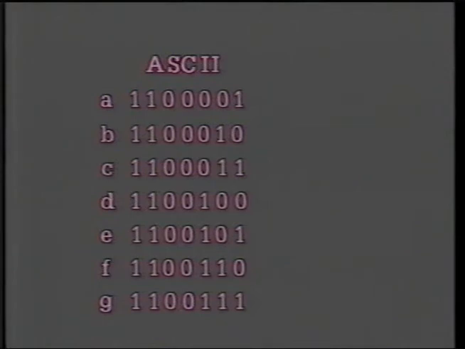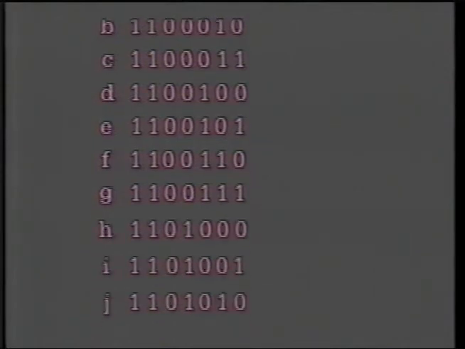To be able to represent upper and lowercase letters and symbols like commas and apostrophes, at least 7 bits are needed. In fact, many computers use a 7-bit code called ASCII. Now, ASCII stands for, well, it's not important. Anyway, the code works like this. Each letter is represented by a particular 7-bit sequence.